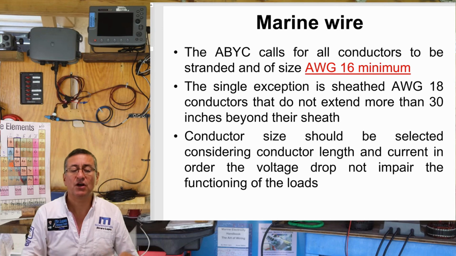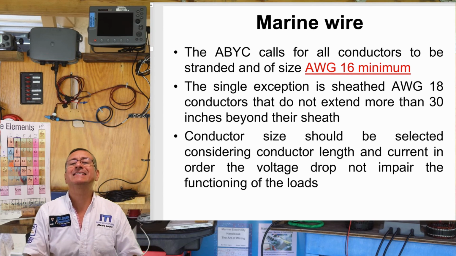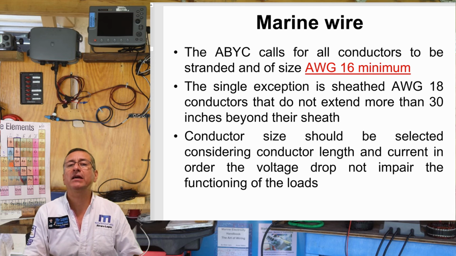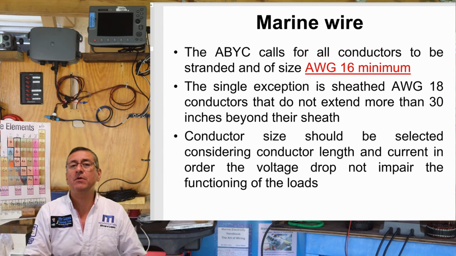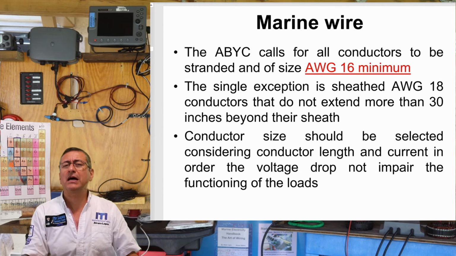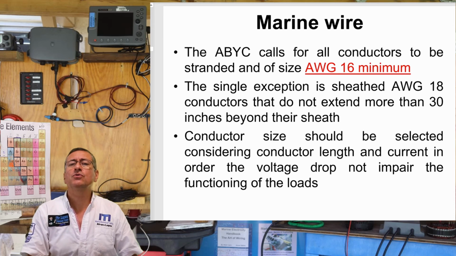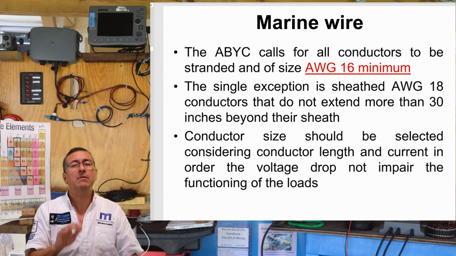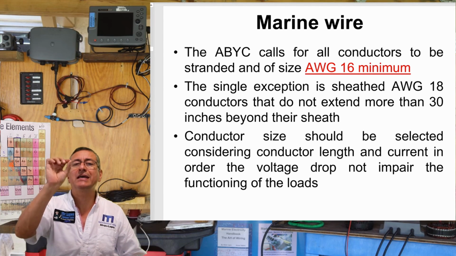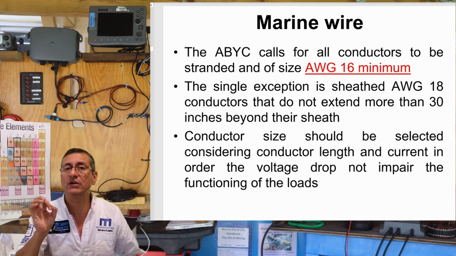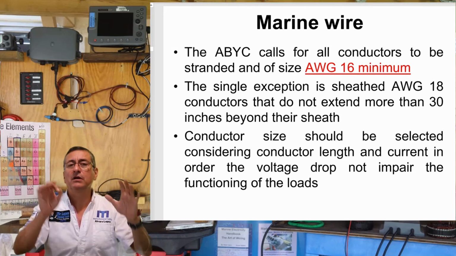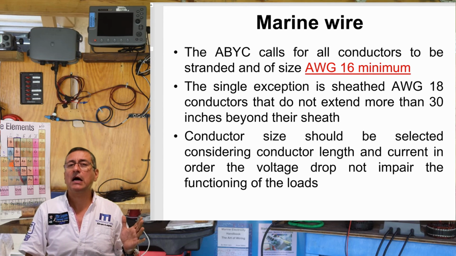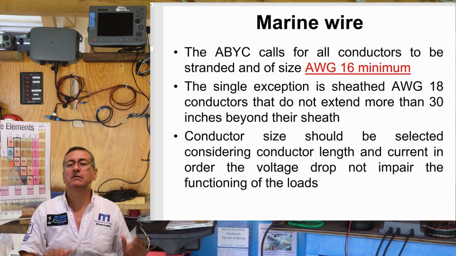The minimum gauge of the wires recommended is 16. There are exceptions according to ABYC. For sound, speakers and audio, you can use gauge 18, smaller. But the minimum recommended for electrical installation is, according to ABYC, 16. And normally the wires for panels are between 16 and 10, 8 maximum.